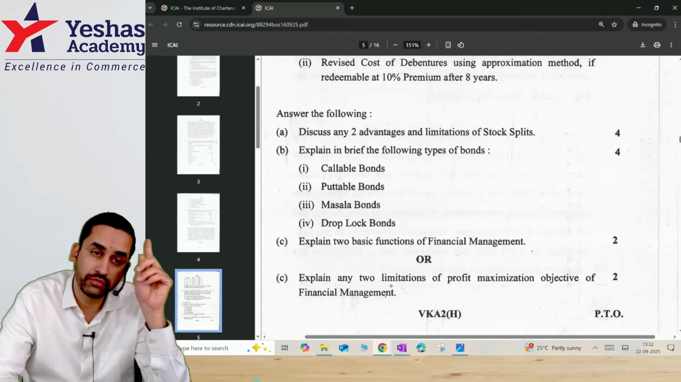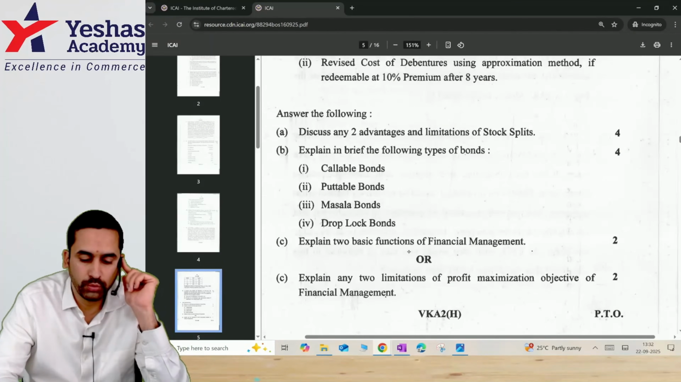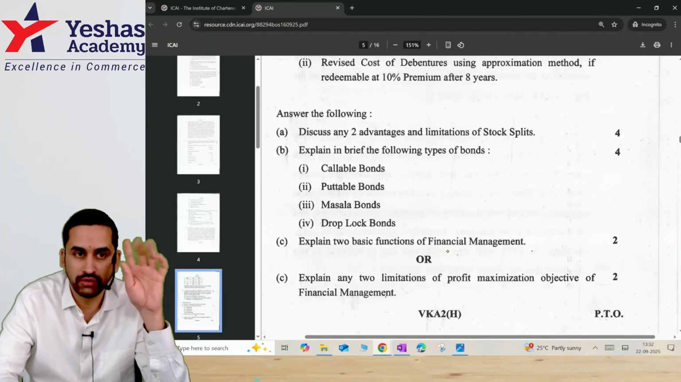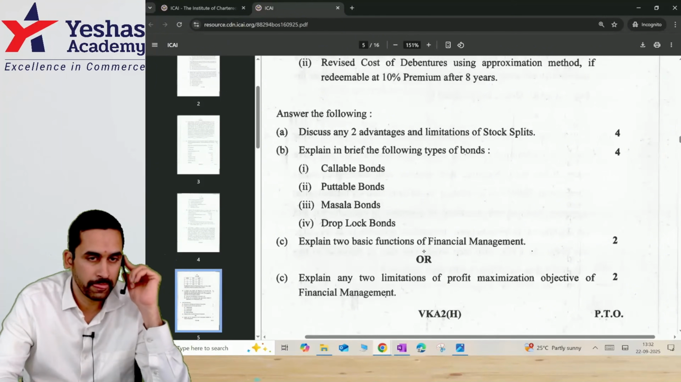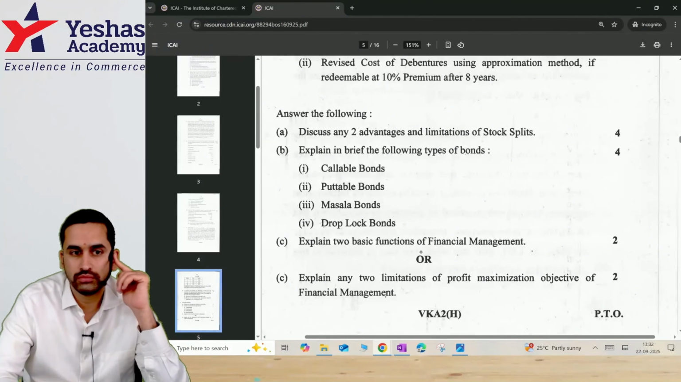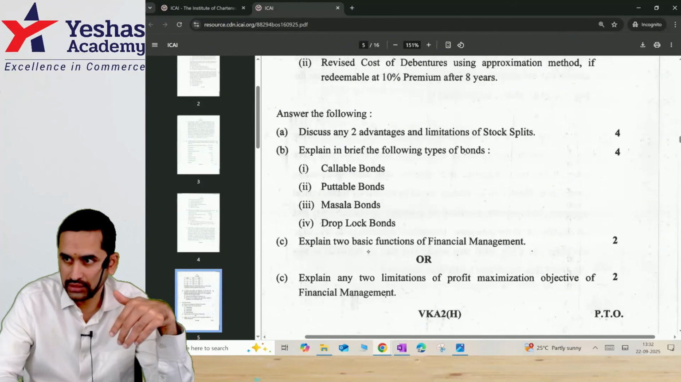Question C is from the first chapter. Explain 2 basic functions of financial management. This was our first page. Acquisition of fund, utilization of fund. First page, first paragraph. You have the FM class material with you. First page, top 4th, 5th line only. Acquiring, from where to get money, utilization, how to use money. And then they wanted to explain also. Explanation is there in the same para at the bottom.